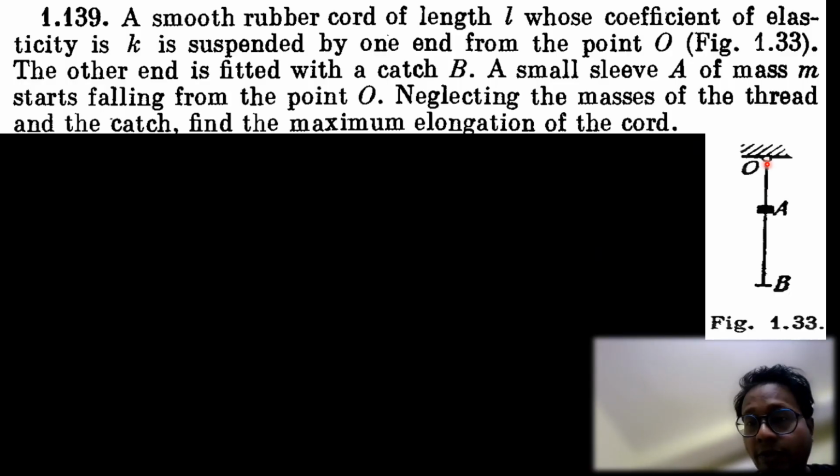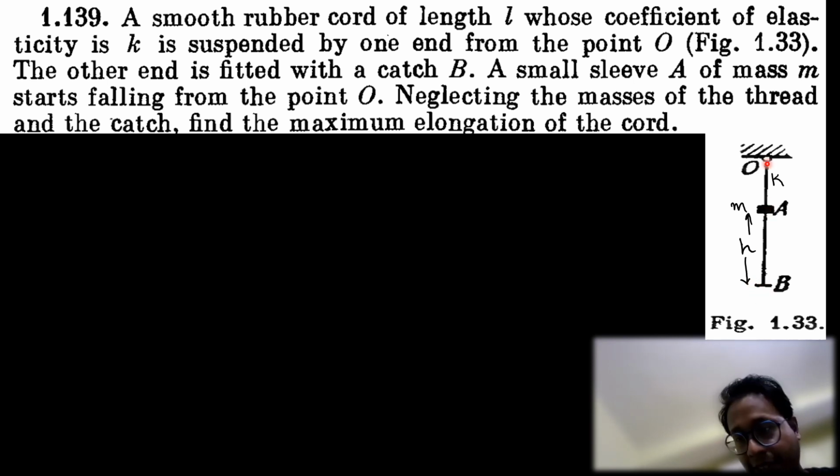Now in this question, what the question says is that this is a spring. This line you see out here is a spring that has a spring constant K. A body of mass M was dropped from height h. And at the bottom at B, a sleeve is kept. That means something to catch the mass.